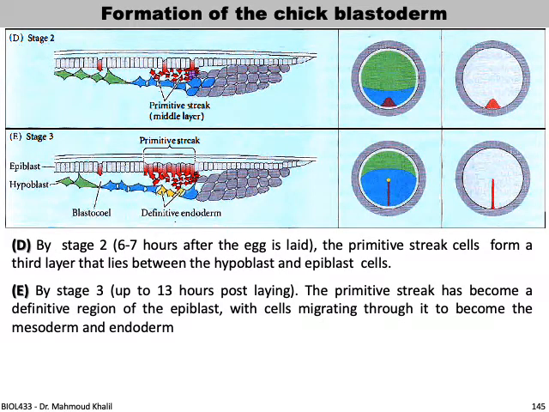By stage 3, up to 13 hours post-laying, the primitive streak has become a definitive region of the epiplast, with cells migrating through it to become the mesoderm and the endoderm. And you can notice from the figure that yellow cells and red cells start to migrate inward through the primitive streak, get internalized, and lodge themselves between other cells. The mesoderm lodges between the epiplast and hypoplast, and the endoderm lodges itself inside the hypoplast cells.